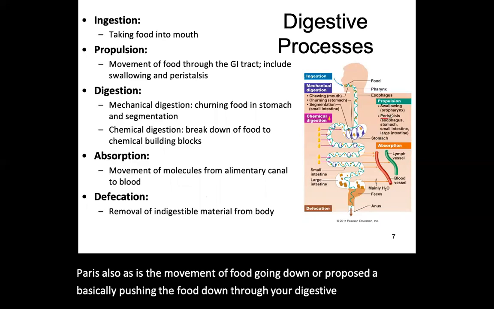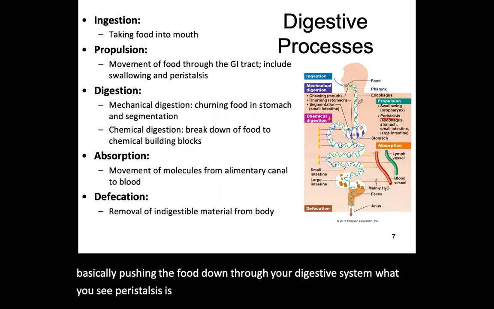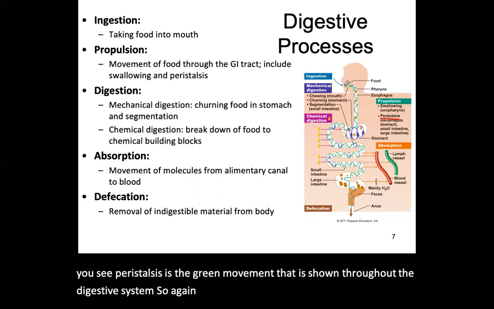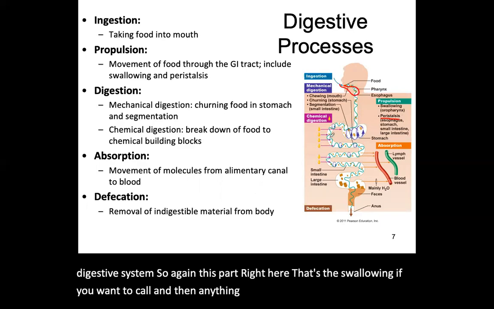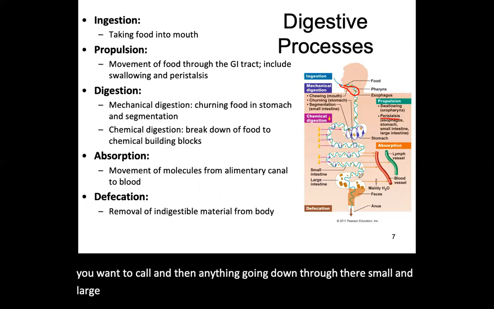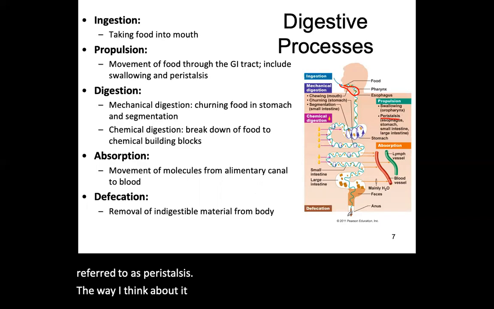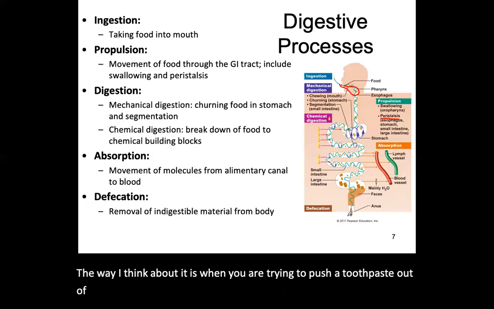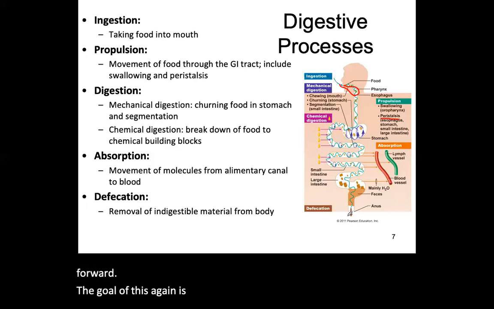The peristalsis you see is the green movement shown throughout your digestive system. So this part right here, that's the swallowing, if you want to call it that. And then anything going down through the small and large intestine and the stomach, all the green structures, is propulsion, which we refer to as peristalsis. The way I think about it is when you are trying to push toothpaste out of the tube, you squeeze and things move forward. The goal of this, again, is to propel the food forward within the tract.